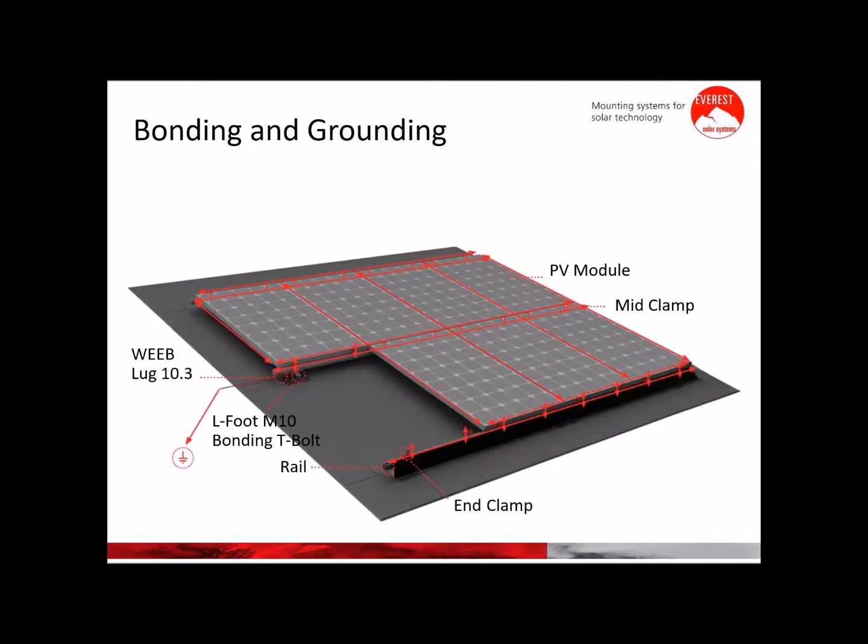Now about bonding and grounding. As I told you before, with the shared rail system, you only need one ground lug per array in comparison to a dual rail system, where every row has to be grounded. In this picture, we can see how the system bonds, and we can identify where every part is located. As you can see, the WEEB lug is attached to the corner of the array and uses a copper wire to connect to the ground.